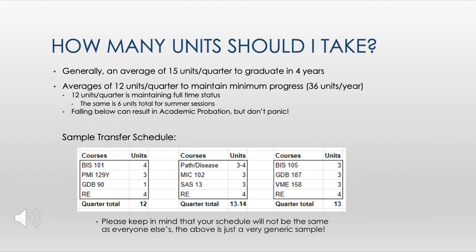Falling below minimum progress or the 12 units per quarter average can result in academic probation, but don't panic. There are always ways to make up those units, including summer or taking a little bit of a heavier load the next quarter. For this first quarter, we do tend to recommend you stick more towards the 12 to 13 unit mark. Coming from community college and other universities, most of you are going to be coming from the semester system.